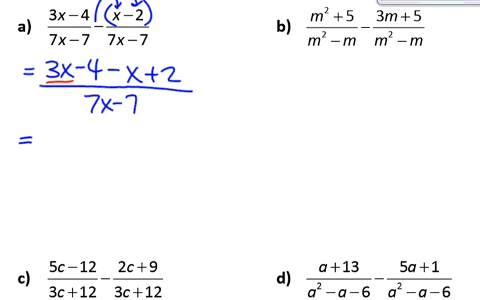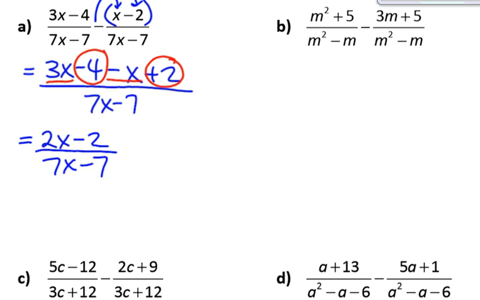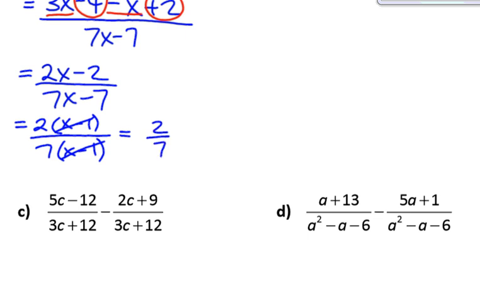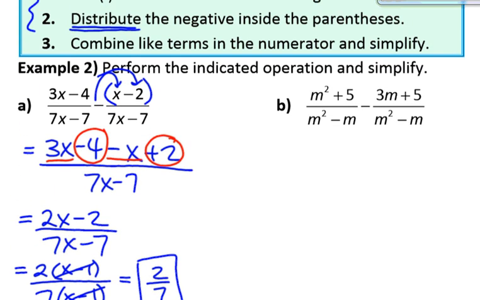So I have a 3x minus x. That becomes 2x. And then I have a negative 4 plus 2, which will become minus 2 over 7x minus 7. Now, once you've combined like terms, you will factor. So factor out a 2 in the numerator and factor out a 7 in the denominator. So then the x minus 1's cancel, leaving you with the fraction 2 sevenths. Okay, so that's how subtraction works. So not only do you need to make sure that the denominators are the same, but now you need to look and see, am I adding or subtracting?